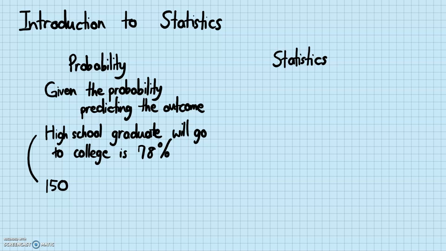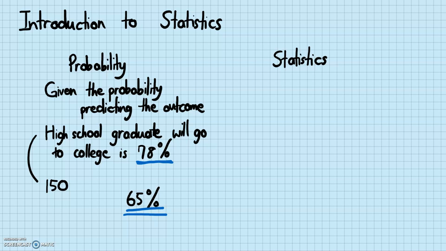But the problem is, in real life, you don't actually know this probability. How do you know that 78% of high school graduates will go to college? You have to look at the data that you have and predict what the probability is. The same thing is for, let's say, weather. If it says the probability that it will rain tomorrow is 65%, how do you find this probability in the first place? So this is what statistics does.